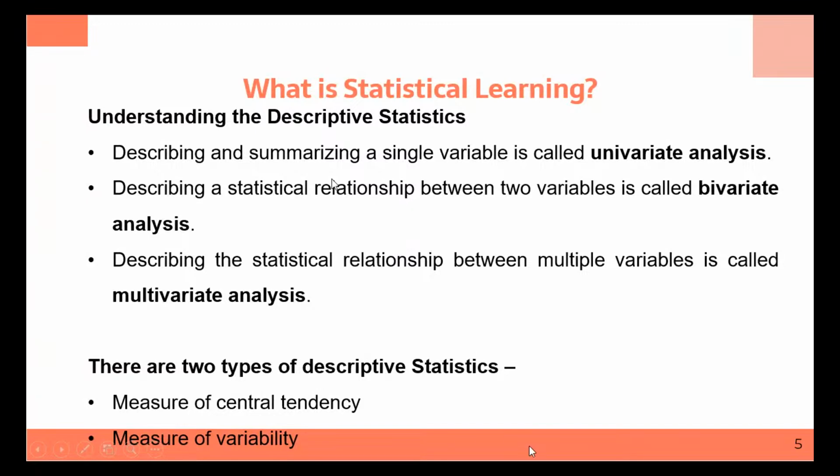Descriptive statistics. Describing and summarizing a single variable is univariate. Relationship between two variables is bivariate, describing the statistical relationship. So here also there are variables which are changing, but how many will give you the difference. Single variable, univariate. Two variables we are checking, bivariate. Multiple variables, more than two, we call it multivariate analysis.